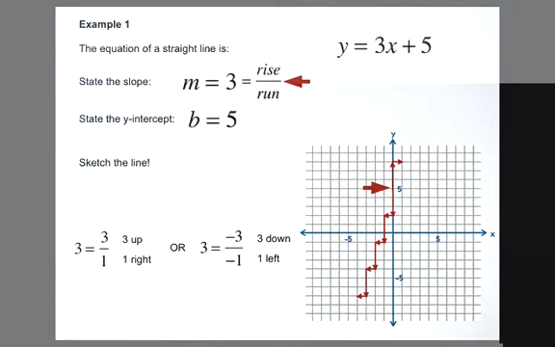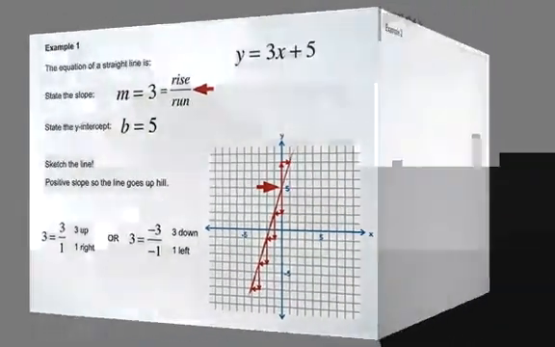Then draw a line through all of the points. We know that we have a positive slope, so the line's going to go uphill. And in our situation, it does. So we know that we're probably right. The last thing we have to do is label our equation.